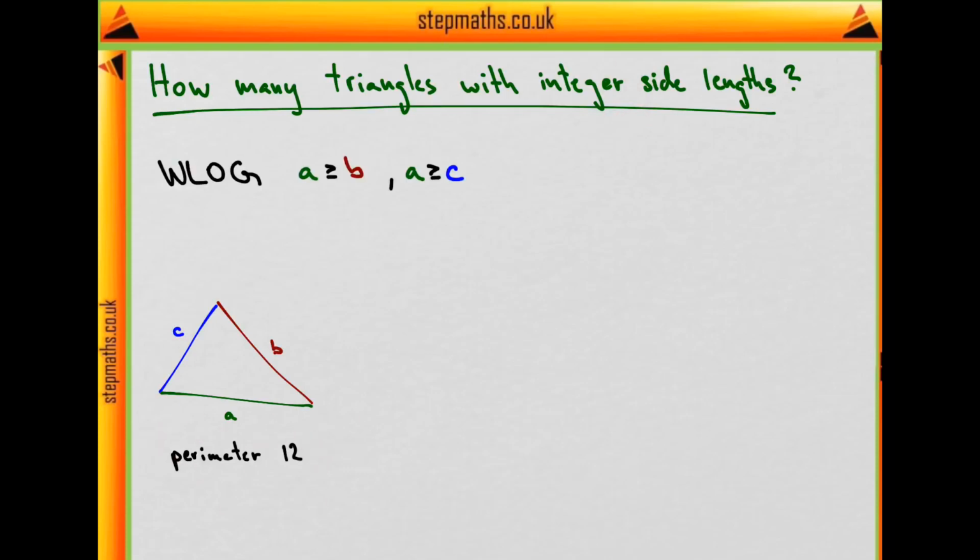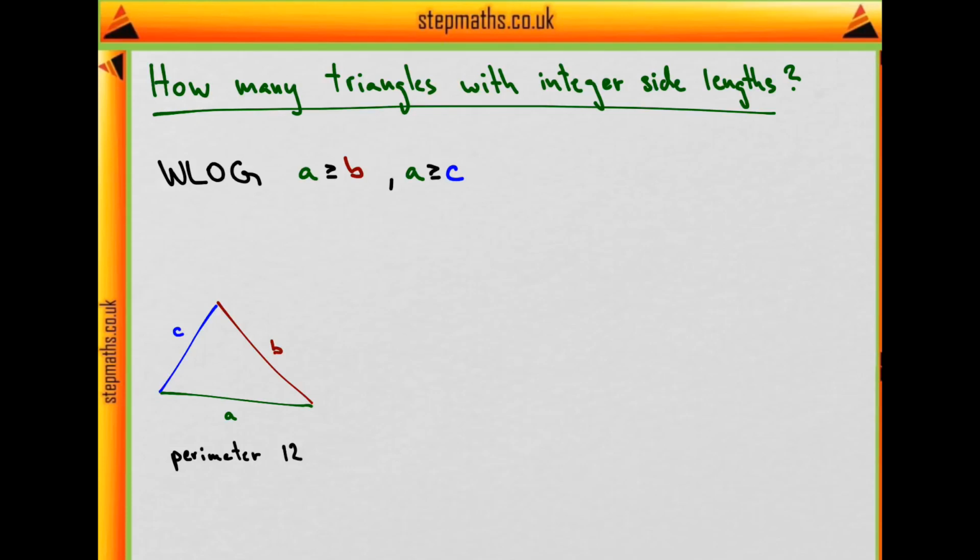And I will say, without loss of generality, that A is bigger or equal to B and to C. So no other side is longer than A. I don't want to say that A is the longest because, strictly speaking, there could be some equal, but B and C simply can't be bigger than A.